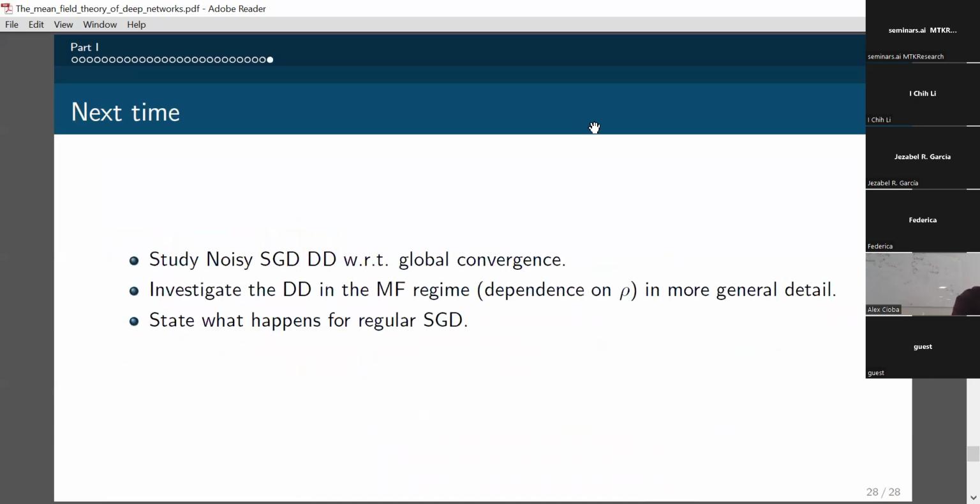All right, so this is more or less it for today. Next time we'll look at the convergence statement, so not the stationary solution statement, but the convergence statement for noisy SGD. And we'll also speak a little bit about what happens for regular SGD and why you don't actually get global convergence at that point. Okay, so that's about it.